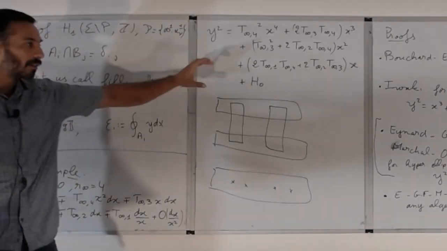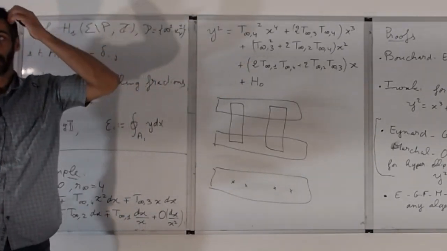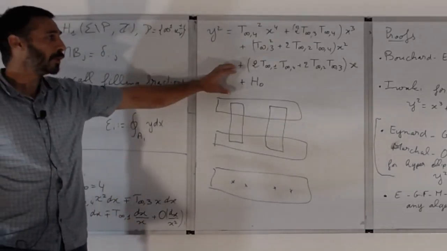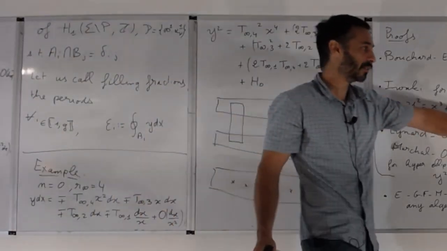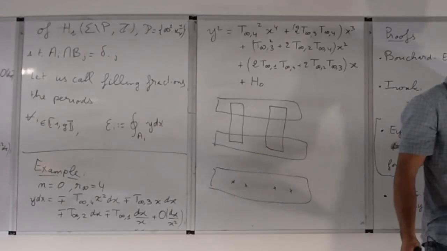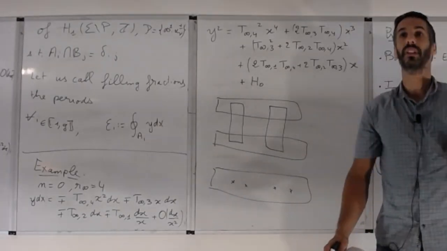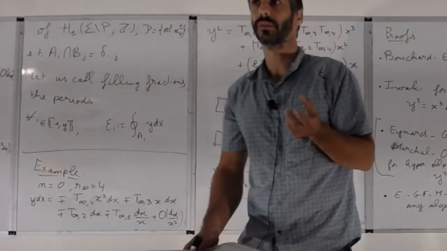So in general, and you will prove it in the exercise session, what you will have is that in this coefficient here, you've got many of them which are fixed by the t's, and you will be missing g of them, where g is the genus of the curve.